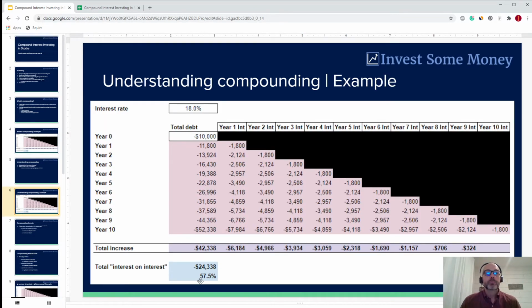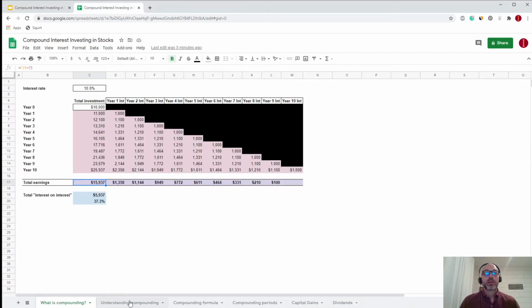You can see here, we just flipped the amount on its head. Instead of being positive $10,000, it's negative $10,000, so it's money owed. And I increased the interest rate a little bit to make it more realistic, to 18%. So what happens here? Obviously, in a real life example, you wouldn't be able to not pay a credit card for 10 years and not have anything happen.